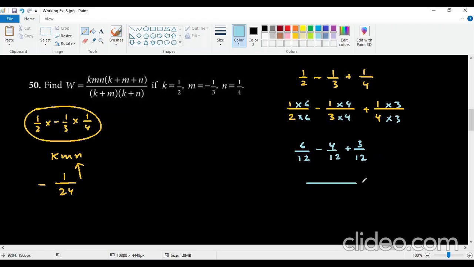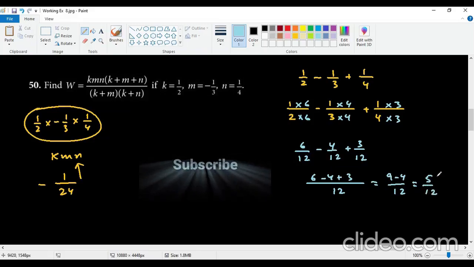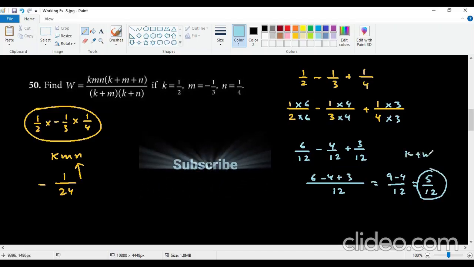Now you can see the denominators are equal, and I will write the denominator only once. Now 6 minus 4 plus 3 is going to give me 9 minus 4, 9 minus 4 over 12. So this is going to give me 5 over 12. This 5 over 12 is the value of k plus m plus n. Now keep this in mind.